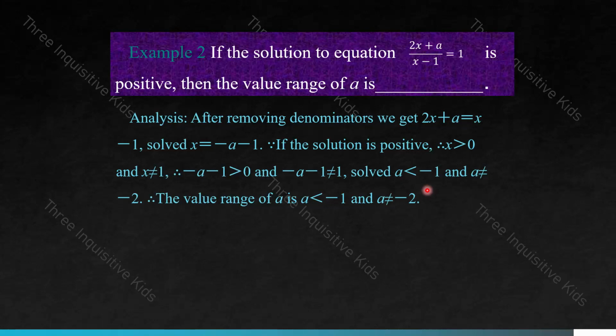After removing denominators, we get 2x + a = x - 1. Solved, x = -a - 1. And since we are given that the solution is positive, then x is greater than 0 and x is not equal to 1. Therefore, -a - 1 is greater than 0 and -a - 1 does not equal 1. Solving, a is less than -1 and x is not equal to -2.